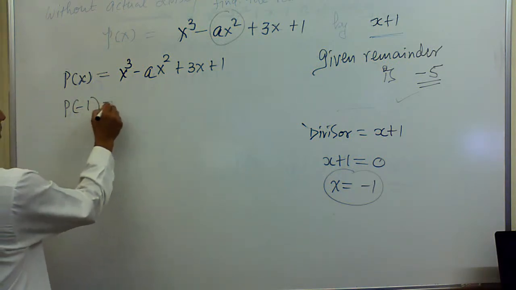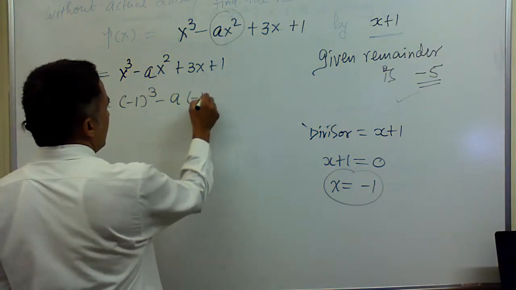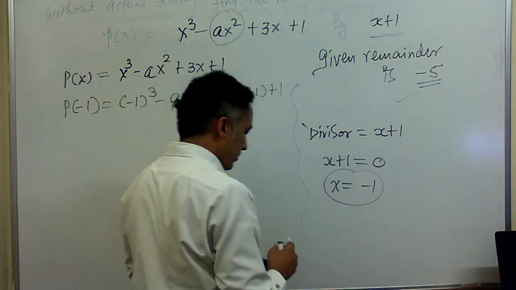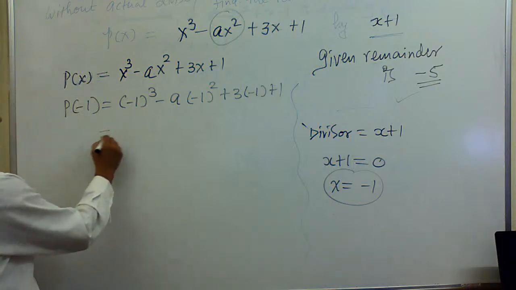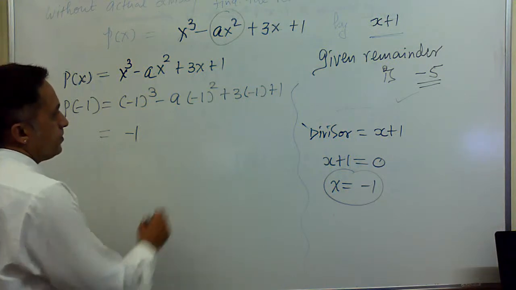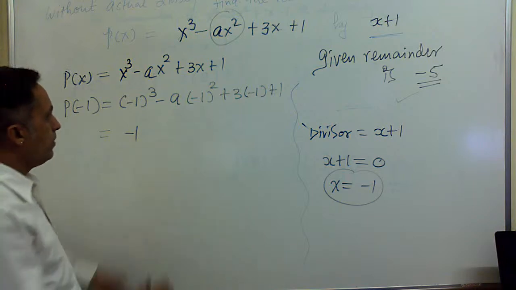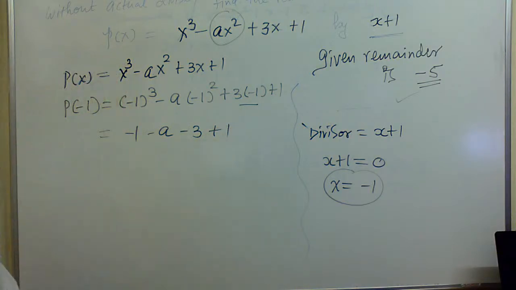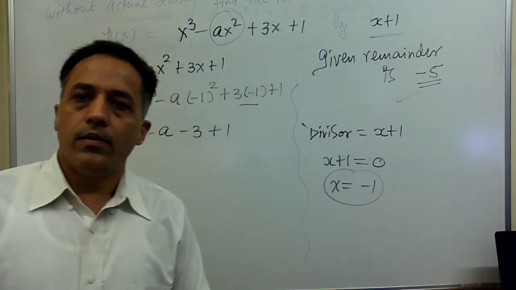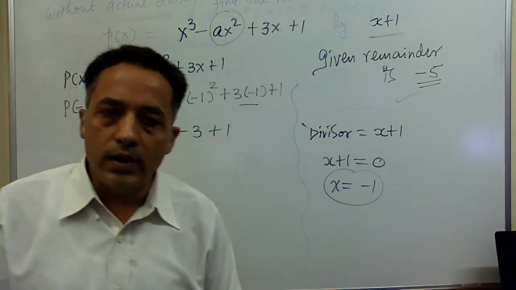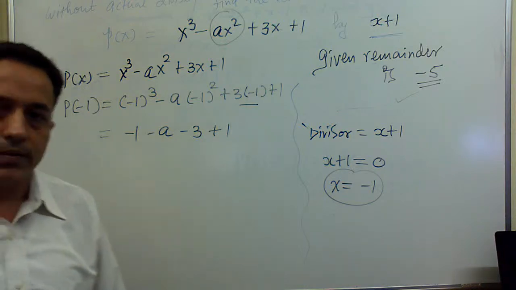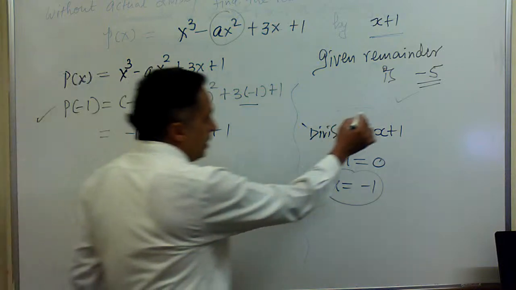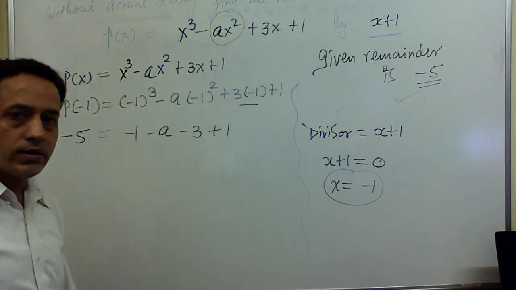P of minus 1: minus 1 cube, minus 1 square, minus 1 times a, and plus 1. Cube of minus 1 is minus 1. Square of minus 1 is 1. And 1 multiplied by minus a is minus a. Minus 3 and plus 1. As in the previous example, we discussed that minus 5 was the value of p of minus 1. So here, this remainder we will write as the value of p of minus 1, which is the given remainder.